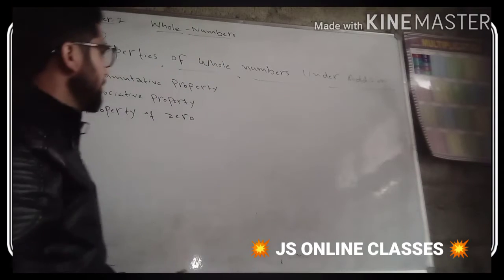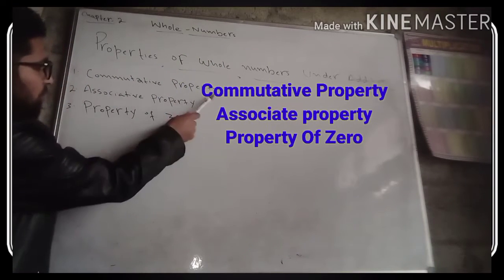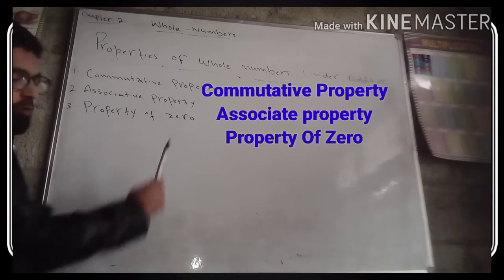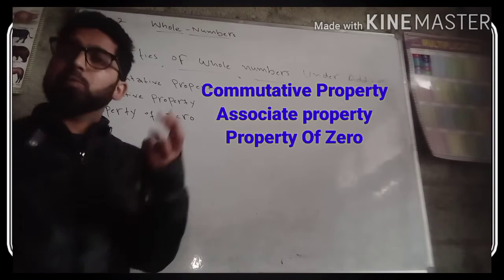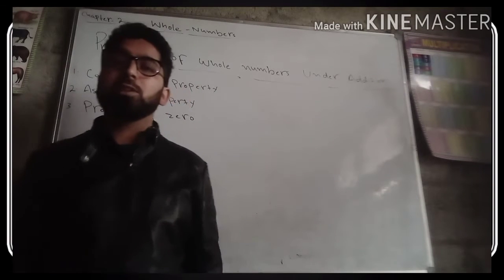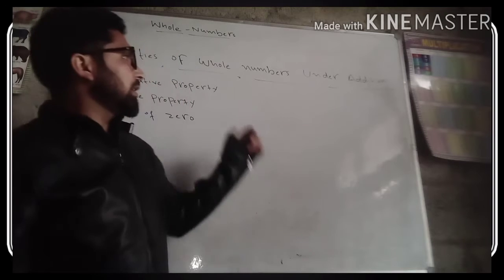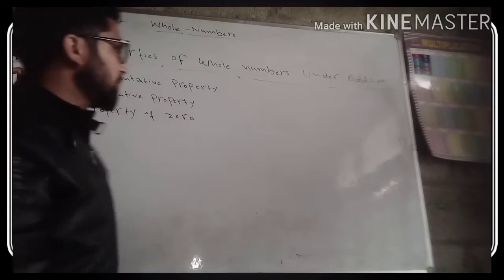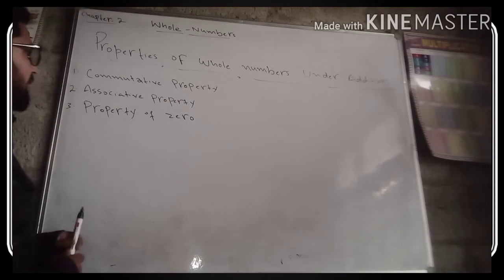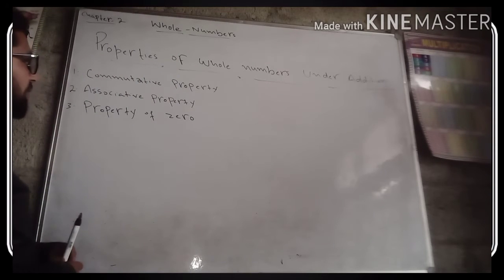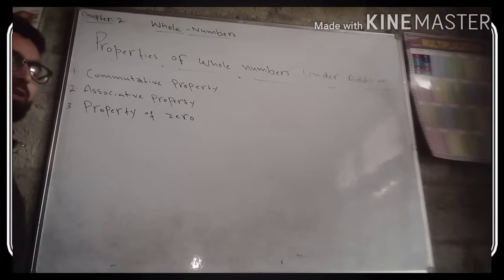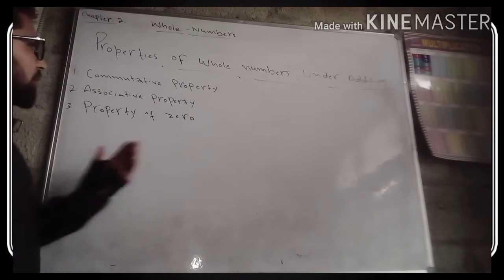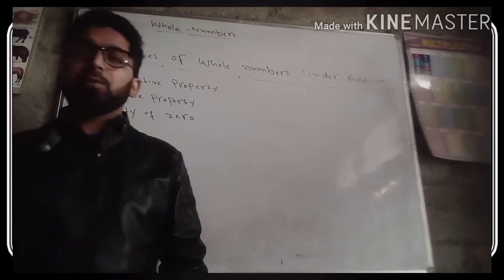So in this video we are going to discuss commutative property, associative property and property of zero. These are the three properties which I am going to discuss with you, and these properties हम discuss करने जा रहे हैं under addition, ठीक है ना? So first property is commutative property, the second one is associative property, and the third one is property of zero. So we are going to discuss these properties one by one.